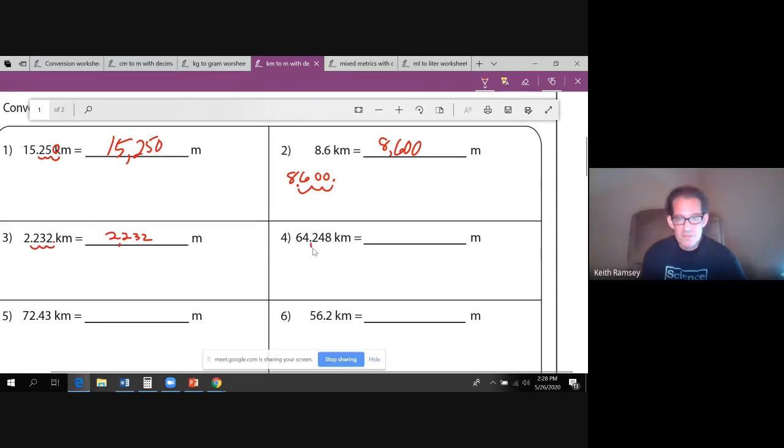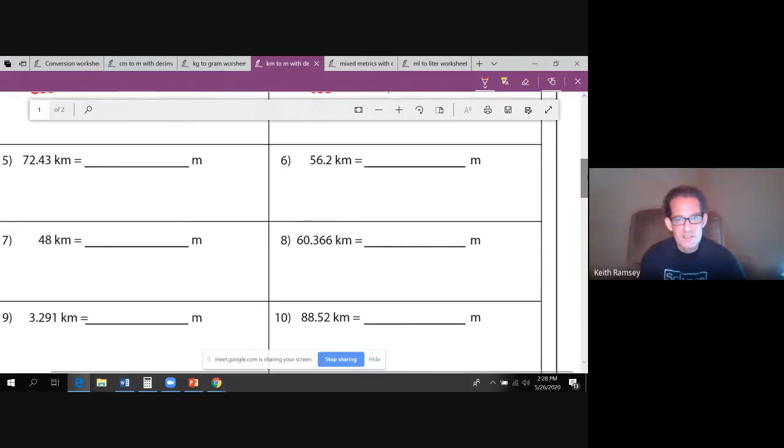Again, 3 steps to the right. Here's my decimal. So this becomes 64,248 meters, or 64.248 kilometers. See if you can move your decimal for the next 6 questions, 5 through 10. If you need help, let me know.